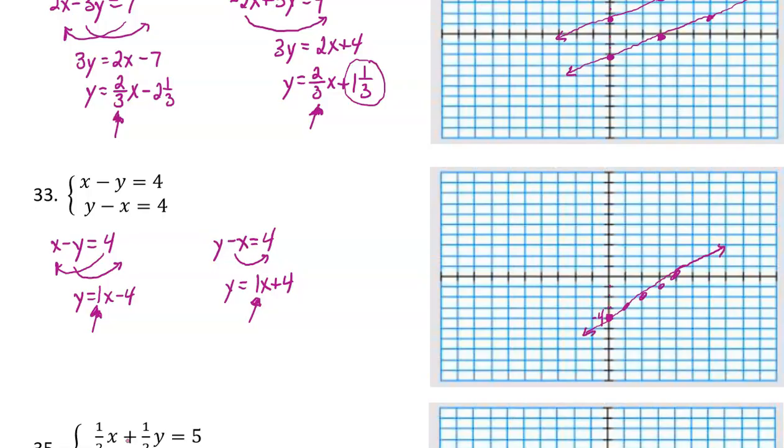Now the second one, it's crossing at +4. 1, 2, 3, 4. Here's +4. And the slope is up 1 over 1, up 1 over 1, up 1 over 1, up 1 over 1. And draw the line. Notice the parallel lines.